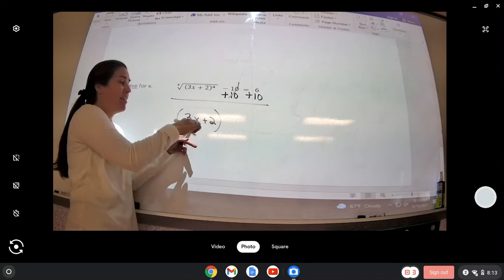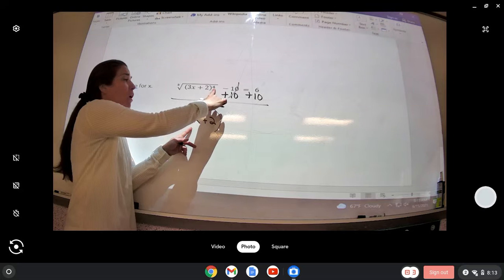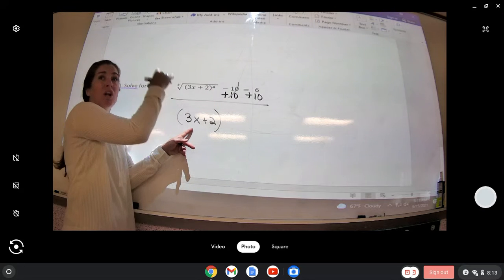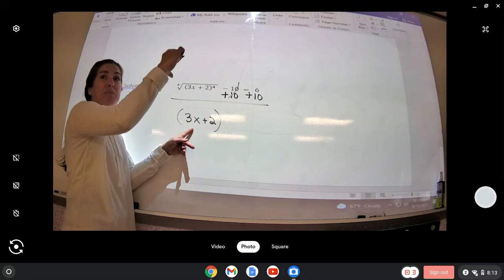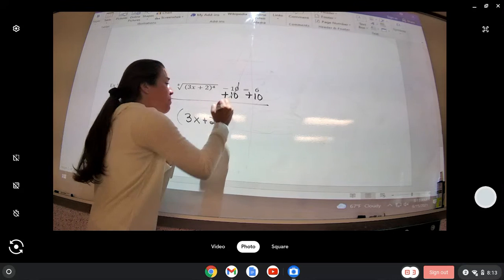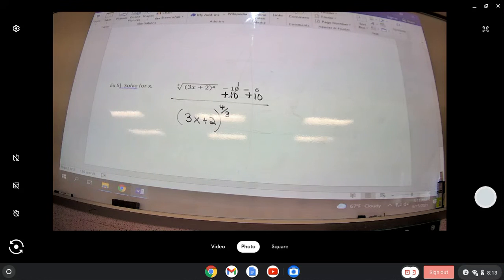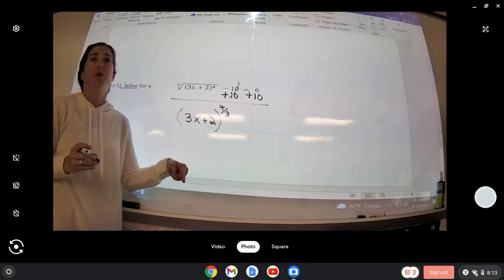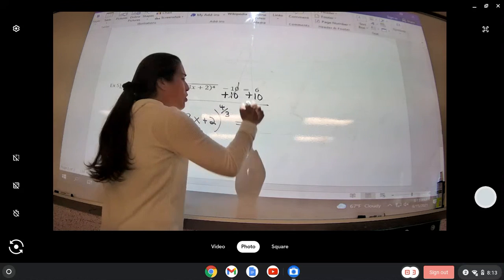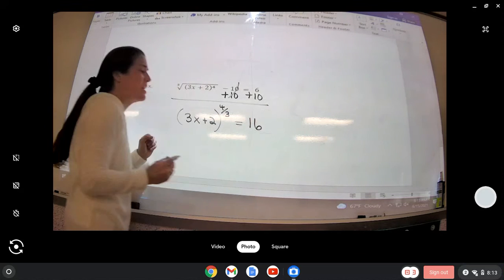And now all of that is going to be raised to a power of 4, and it has a root of 3. So rewrite it as its fractional exponent. Power over root is a power of 4 over a root of 3. So you can rewrite that as 3x plus 2 to the 4/3 power. And then it equals 6 plus 10, which is 16.